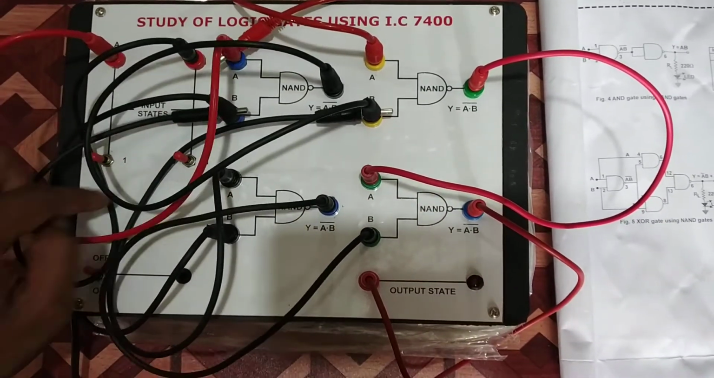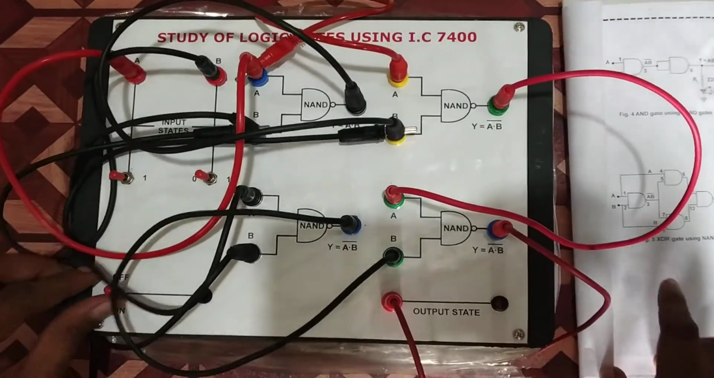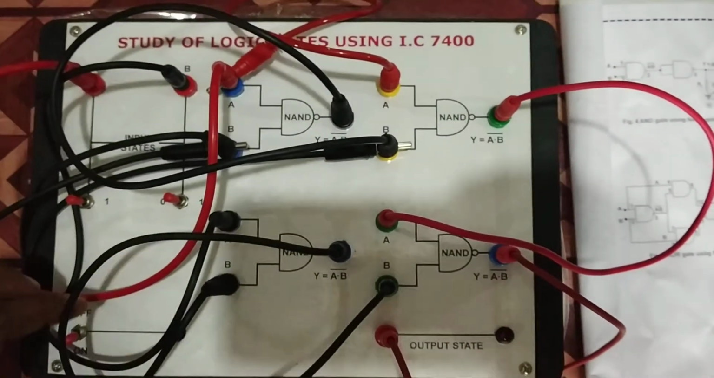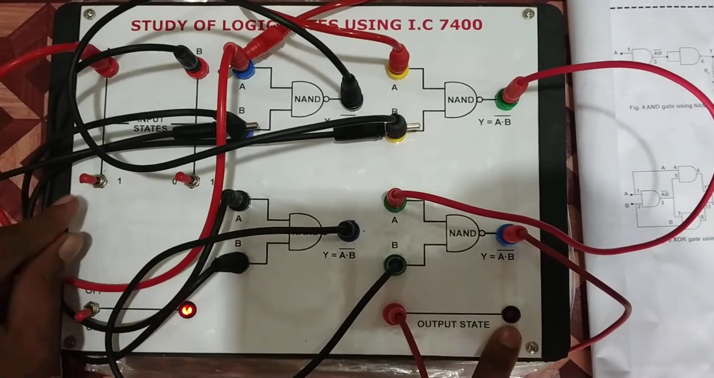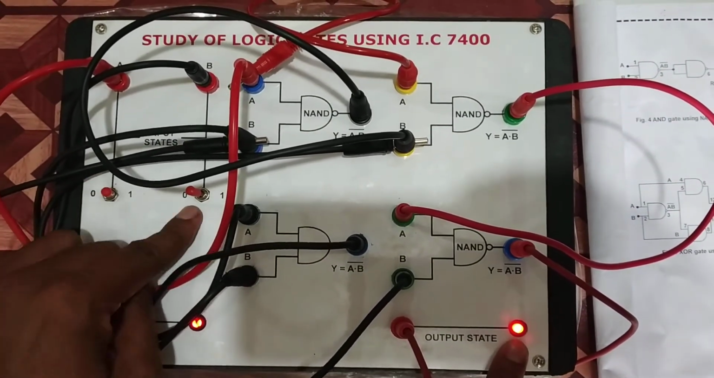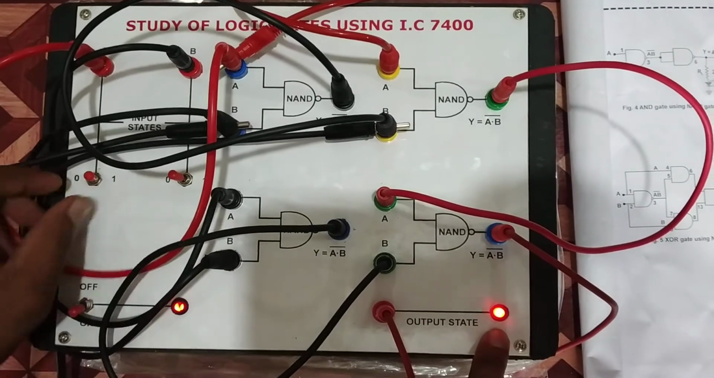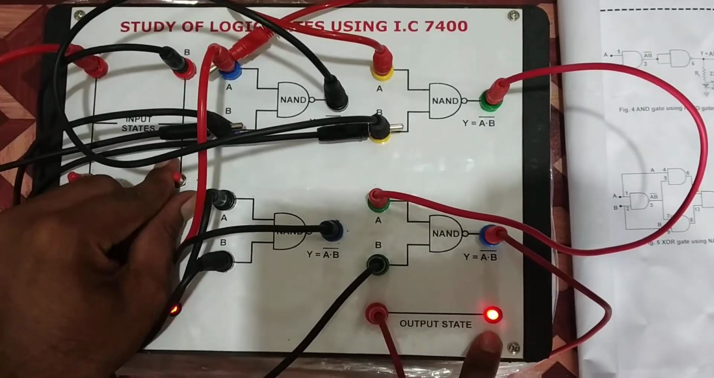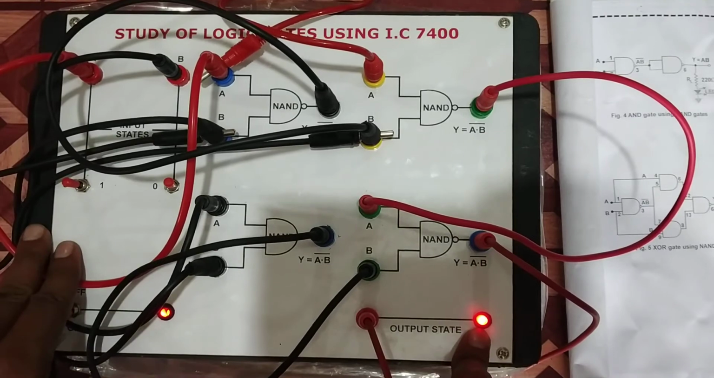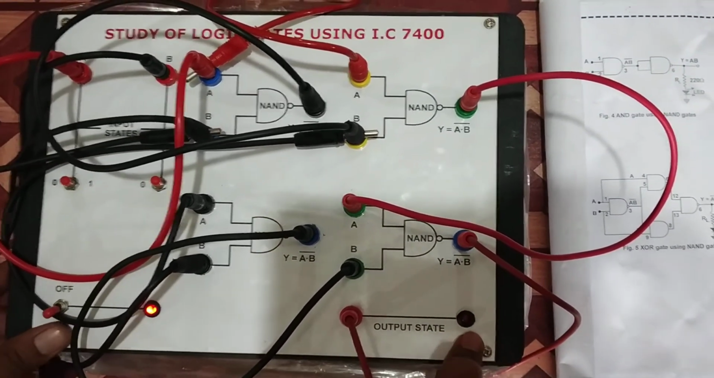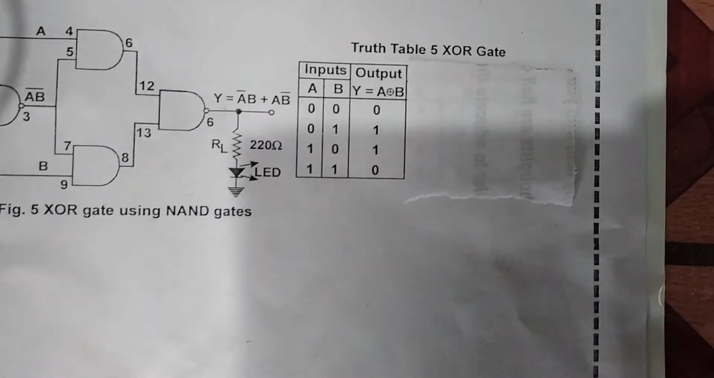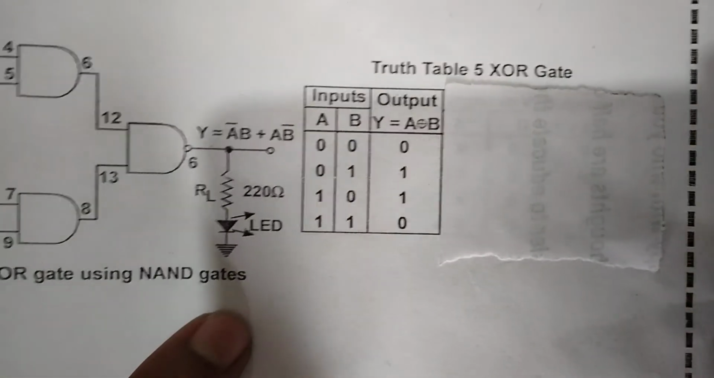Now you have to verify the truth table for the XOR gate using the NAND gate. Switch this on. If both the inputs are 0, then the output is 0. If the input is 1, 0, then the output is 1. Again, if the input is 0 and 1, the output is also 1. If both the inputs are 1, then the output is 0. This is the truth table for the XOR gate by using the NAND gate.